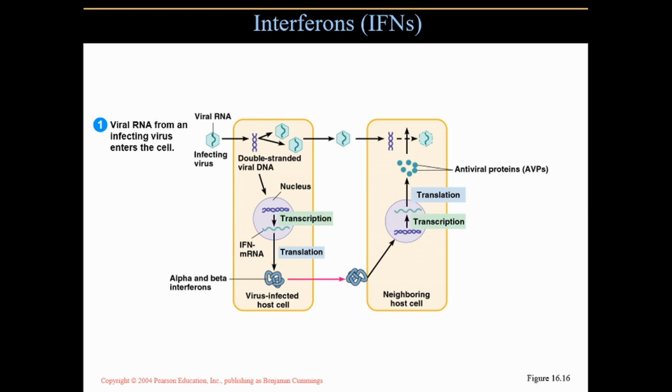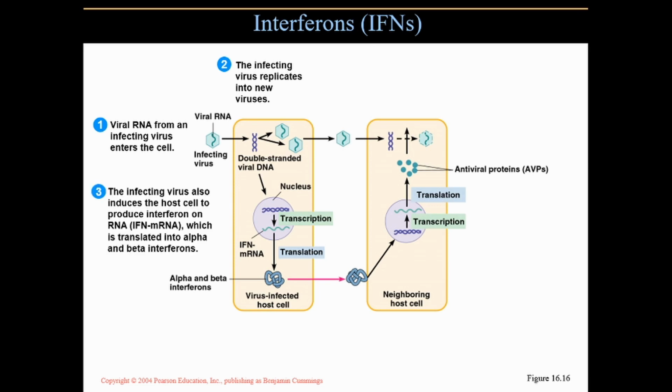Viral RNA from an infecting virus enters a cell. So here's the point of attachment, penetration, and then the DNA gets inserted into the cell. The infecting virus replicates into new viruses as a result of taking over the cell's machinery and doing its parasitic thing. The infecting virus also induces the host cell to produce interferon messenger RNA, which is translated into alpha and beta interferons.